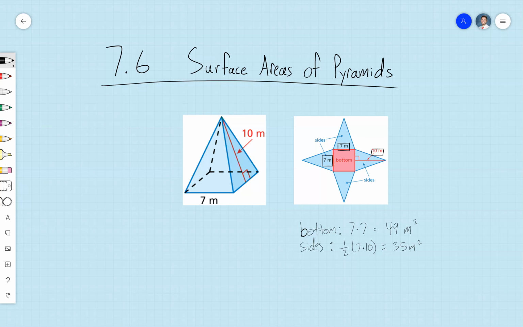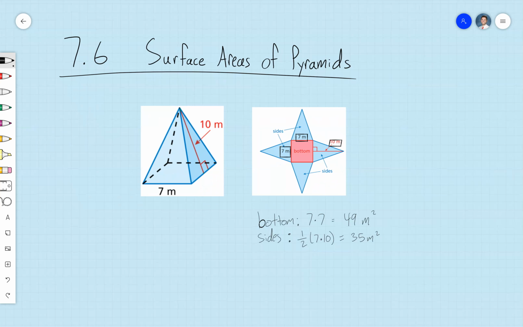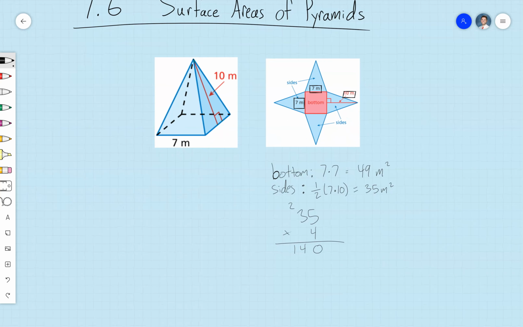So we could either take 35 and multiply by 4, and then add 49, or we could just add each of our 4 sides. So I'm going to go ahead and multiply, since I know there are 4 identical sides that each have an area of 35. So I have 4 times 5 is 20. 4 times 3 is 12, plus 2 is 14. So the 4 sides combined are 140 square meters. And to that, we can add the bottom, which is 49. And we get 189 square meters. And that's the surface area of this pyramid.